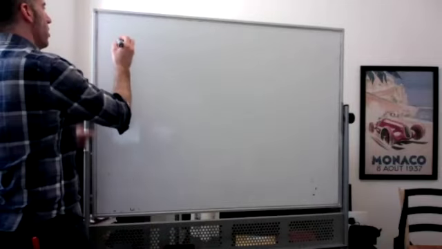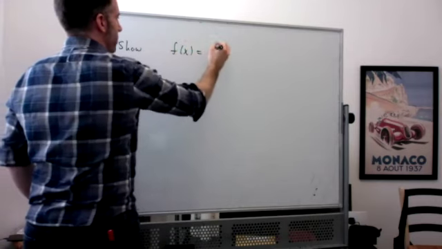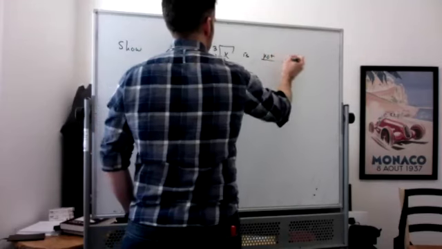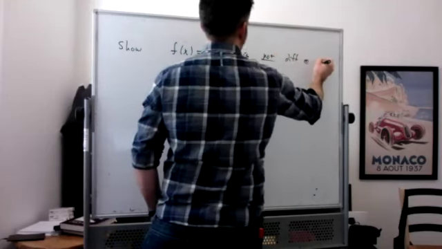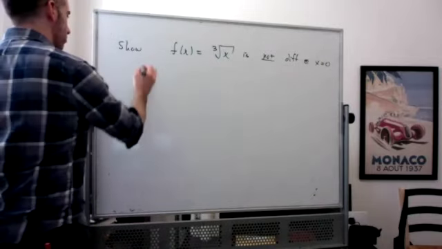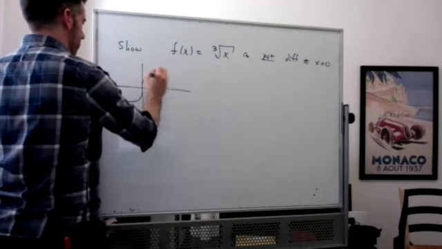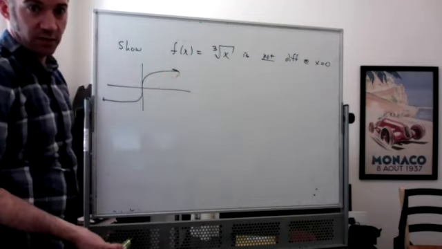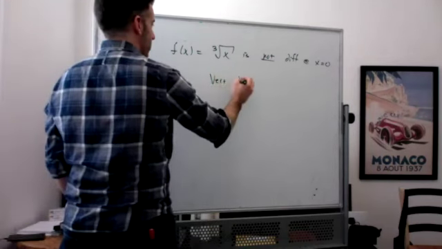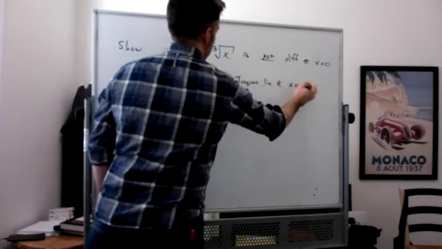So how do we show that f of x equal to the cube root of x is not differentiable at x equal to 0? Well, we could draw it. Here's what the cube root of x looks like. I've kind of exaggerated the verticalness of it, but it definitely has a vertical tangent line at x equal to 0.